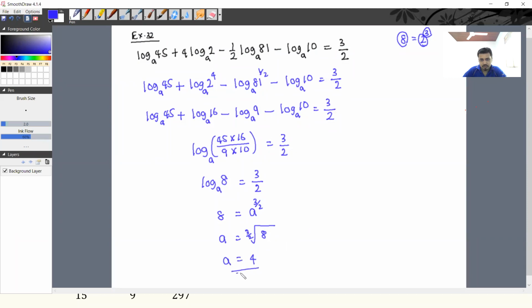The final answer should be 4. How can you have this in the calculator? Open brackets, 3 divided by 2, close the bracket.